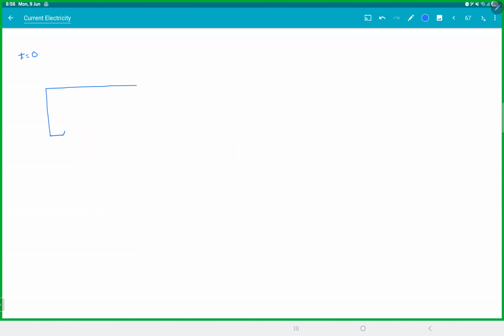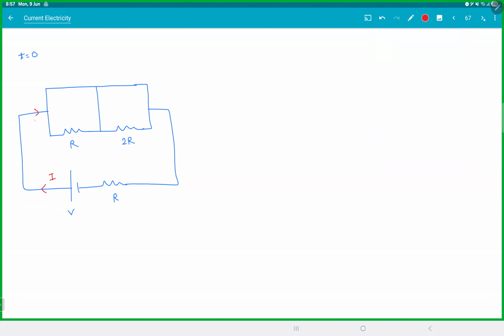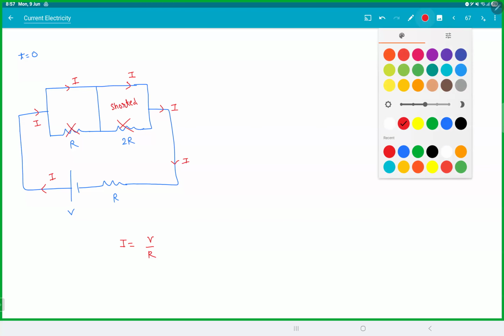At T0, this is how your circuit looks. Whatever current comes out of the battery will simply go from the top. The whole circuit got shorted actually. This guy and this guy are gone. I is V by R.